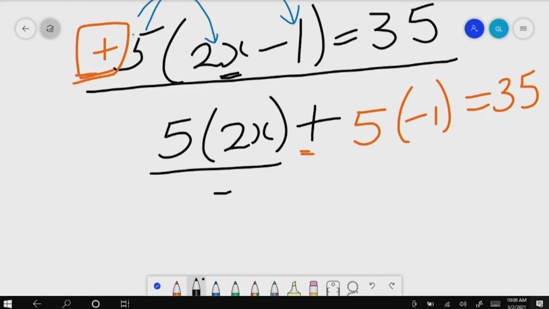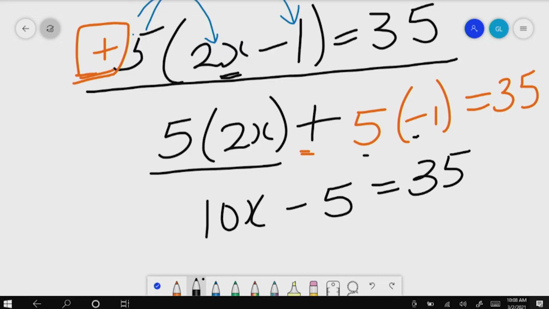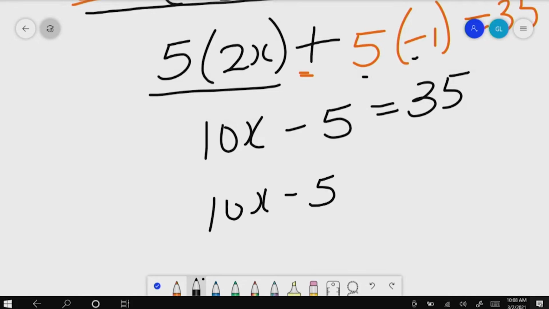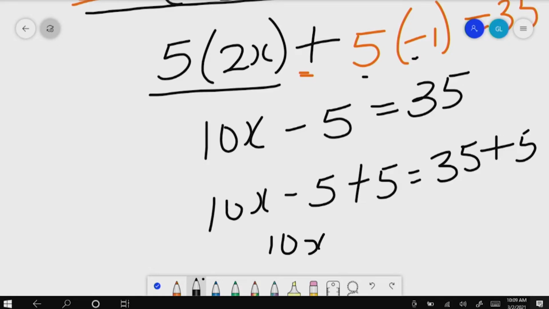What would have been 5 of 2x? This would have given us 10x. 5 of minus 1 would have been minus 5, should equal 35. In balancing our equation, we would have had 10x minus 5 plus 5 should equal 35 plus 5. And further simplifying, this would have given us 10x should equal 40. A negative 5 goes out with a positive 5.